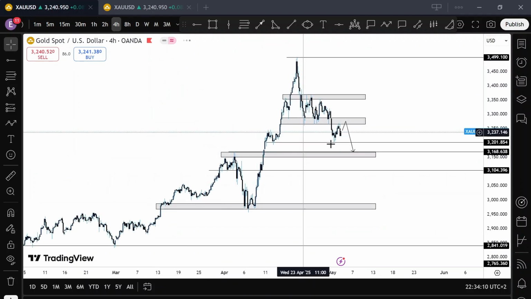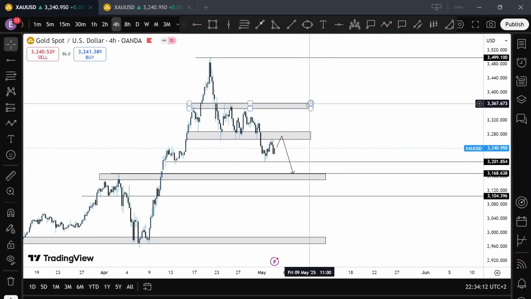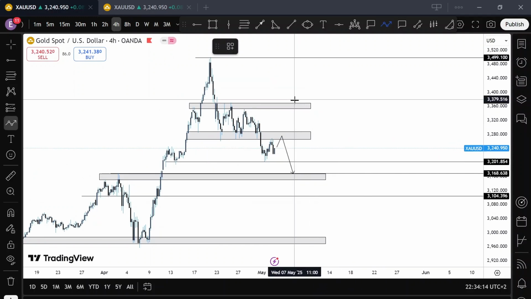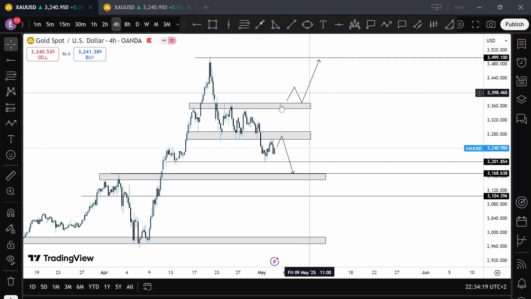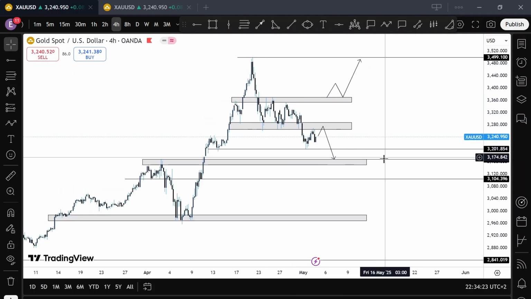So for buys, it will be just when price comes back above these regions, then I'll be confident to look for buy opportunities, and then buy back to the upside. All right, that's that for pound USD.